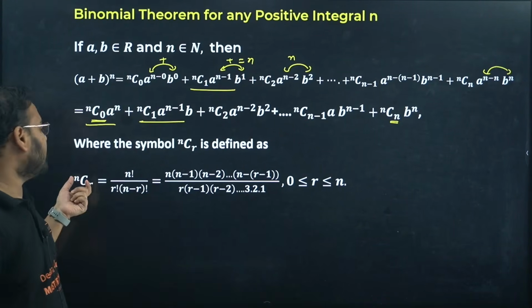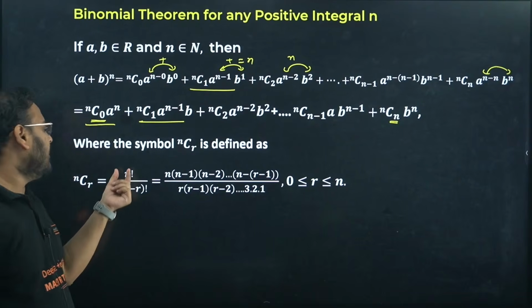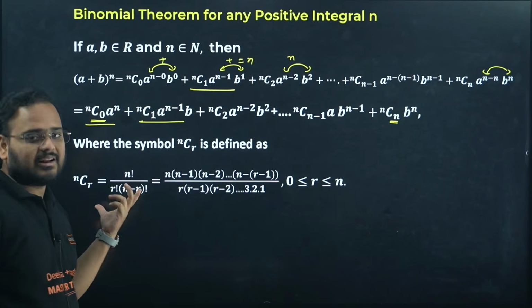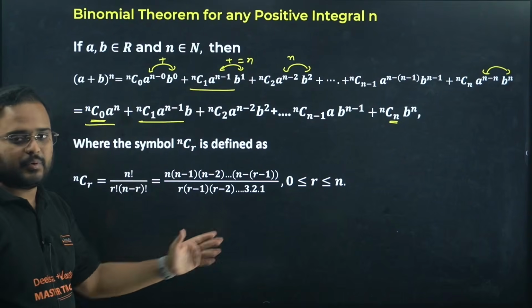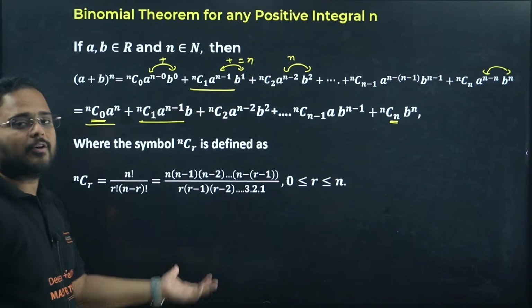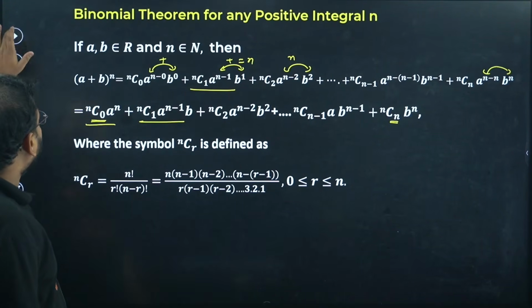Okay, how to find nCr? The combination result is simply n factorial divided by r factorial times (n minus r) factorial. That's how you find nCr. Basically nC0, nC1 same. Don't worry about that, I'll talk about that in combinations later.